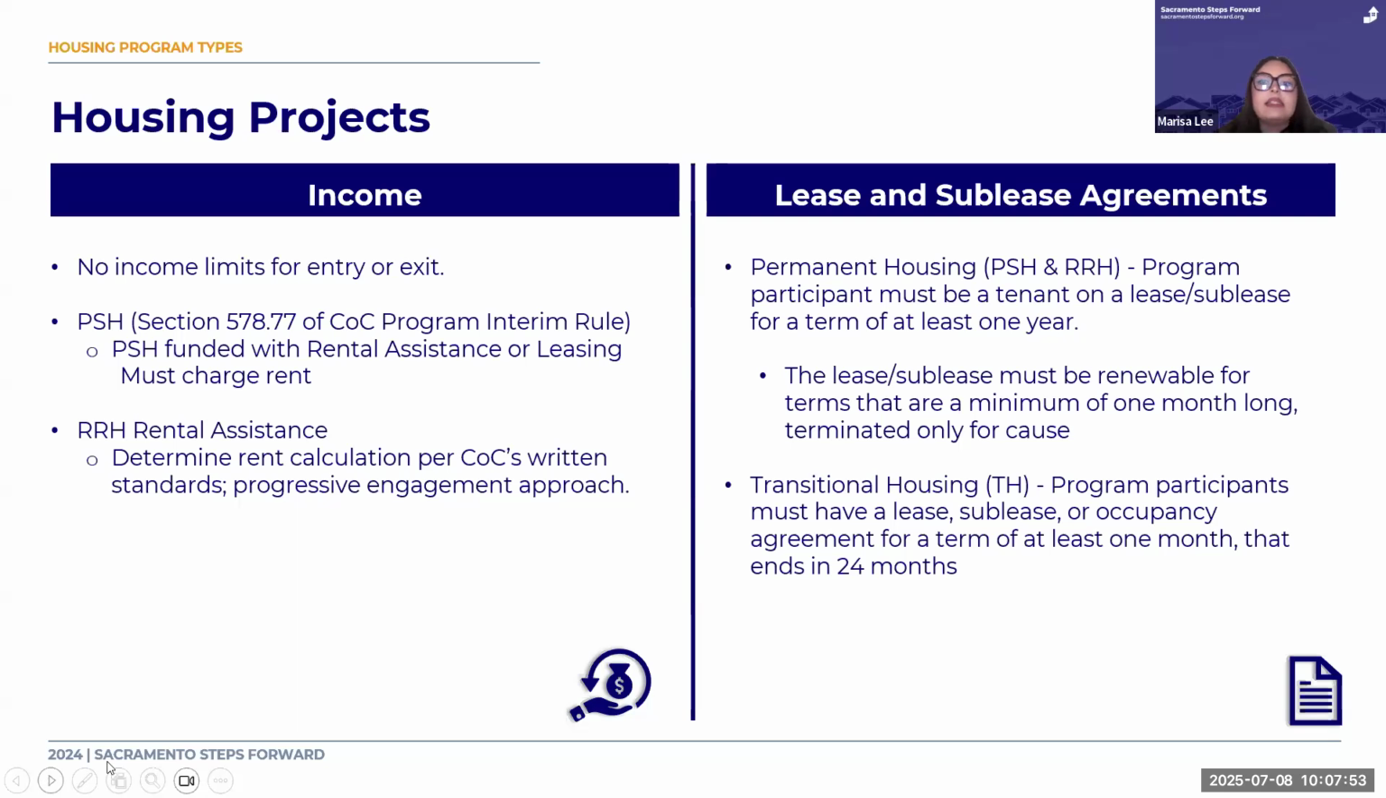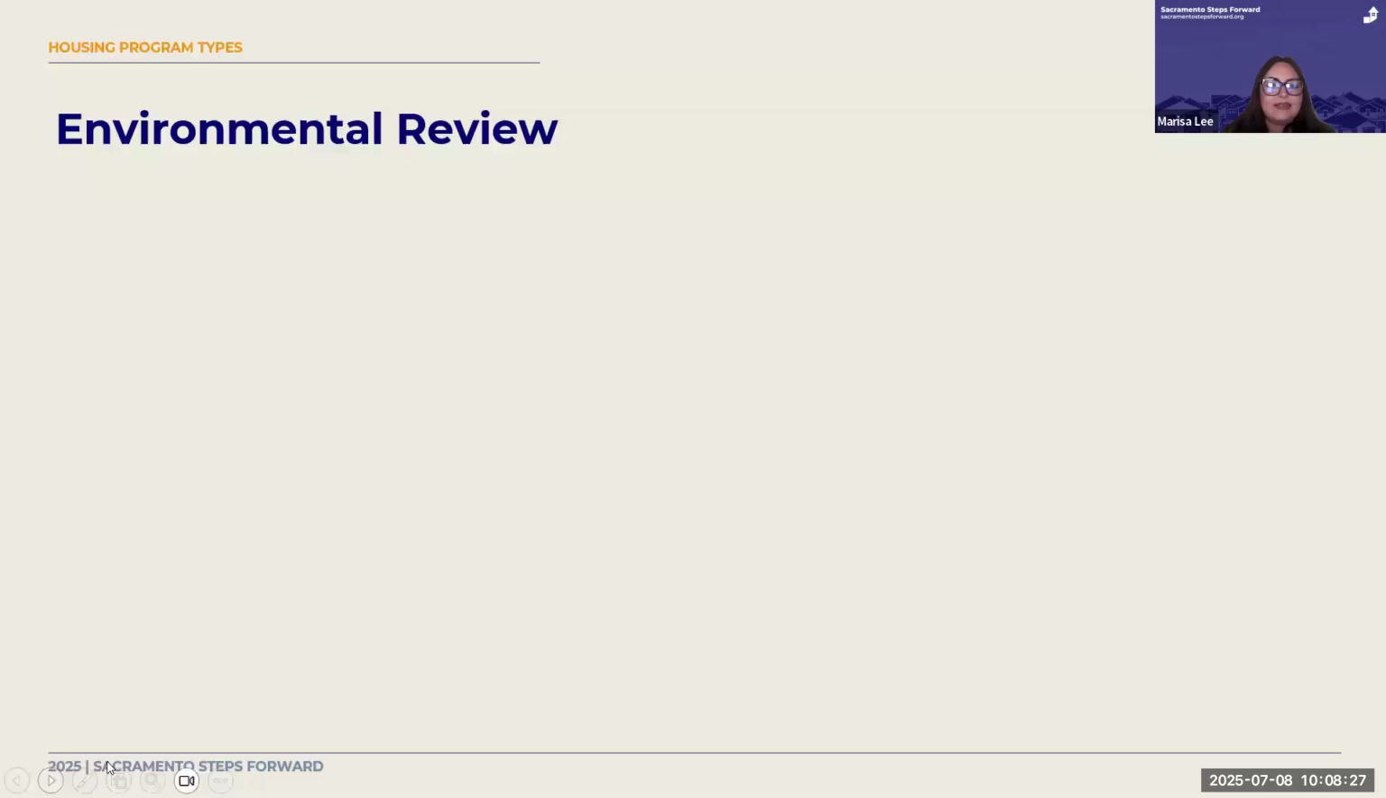Lease and sublease agreements: lease expectations are different by housing type. In PSH and RRH, the participant must have a lease or a sublease for at least 1 year. It has to be renewable and terminable only for cause. In TH, participants must have a lease, sublease, or occupancy agreement for at least 1 month, and the total stay cannot exceed 24 months. Every participant must have a signed agreement. Verbal agreements do not count. Next slide, please.